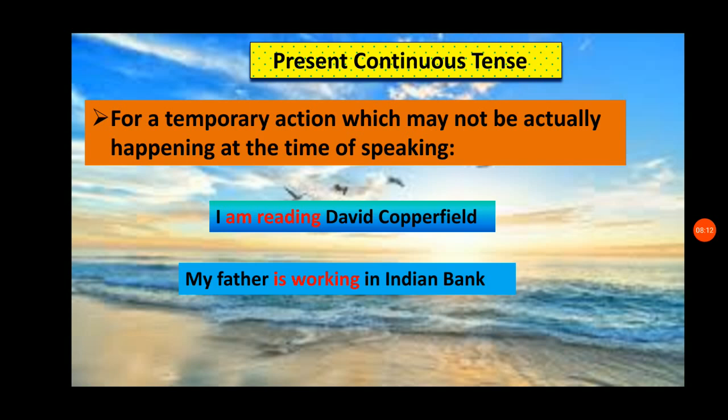Here I have given a sentence. I am reading David Copperfield. So it is a name of a book. David Copperfield was written by Charles Dickens. It is a novel about a magician. So David Copperfield is a magician. This novel is about the magician David Copperfield, which was written by Charles Dickens. So I am reading David Copperfield.